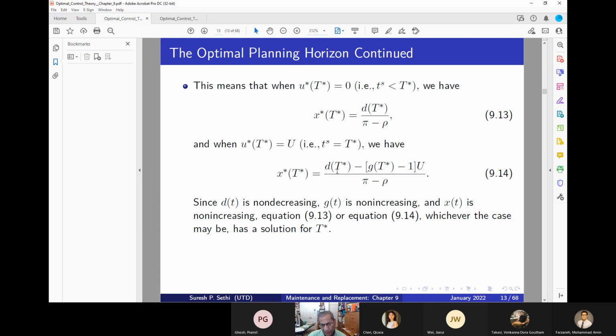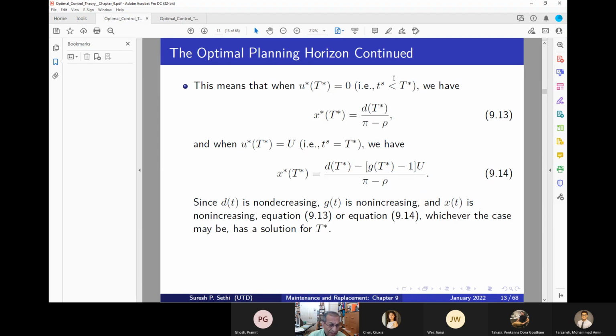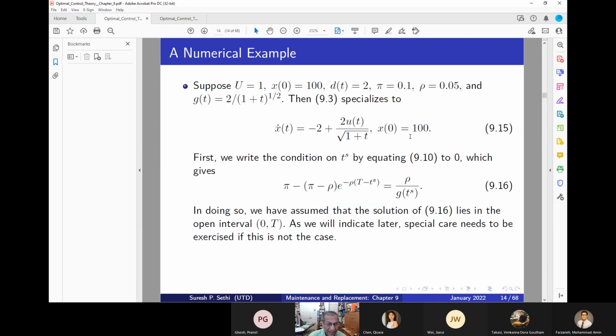Now, in order to illustrate all this, Thompson begins with an example. And I think that is reasonable to do because all the work is done, and it is better to illustrate that with an example to see how we can put all these things together. So equal to 1, x0 is 100, dt is 2, pi is 0.1, rho is 0.5, the discount rate, gt is given by this formula. Then the state equation 9.3 will become this.